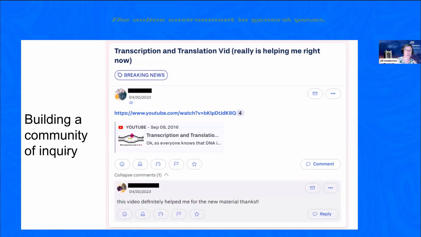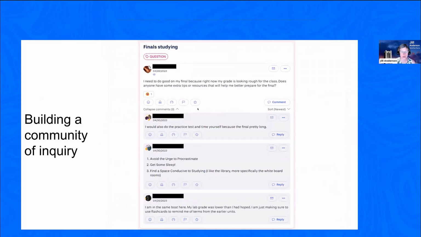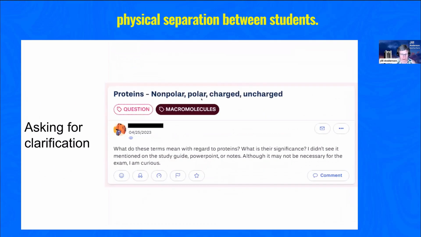UDL is about thinking about barriers that exist within the course environment. First of all, two things. The online environment in general poses some barriers for students, right? Because you've got a physical separation between students. They're not in the same place. Sometimes they're not even there at the same time.